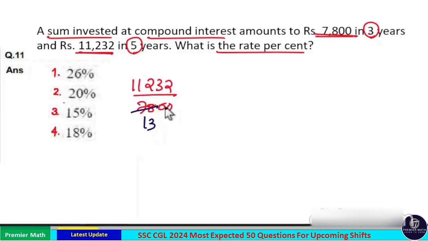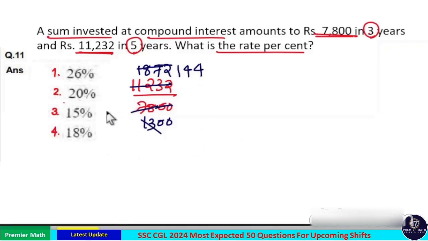Now 6 goes 13 times in 78 and 6 goes 1 time in 11, remaining 5. 6 goes 8 times in 48, remaining 4. 6 goes 7 times in 42, remaining 1. 6 goes 2 times in 12. Now 13 goes 1 time in 18, remaining 5. 13 goes 4 times in 52, remaining 5. 13 goes 4 times in 52. So 144 by 100 means this is the 2 years difference.